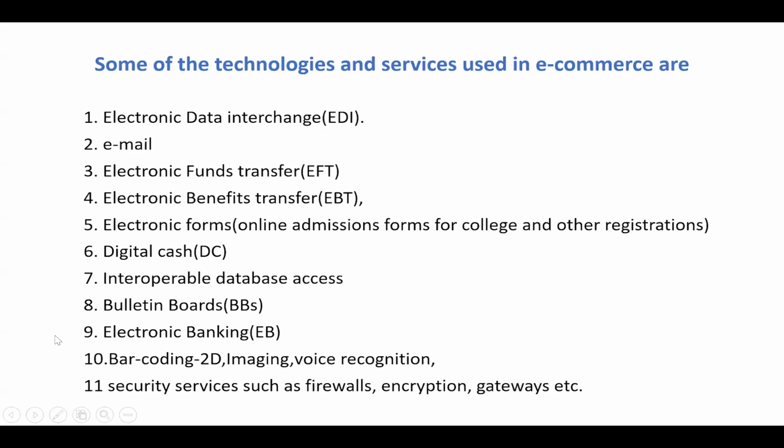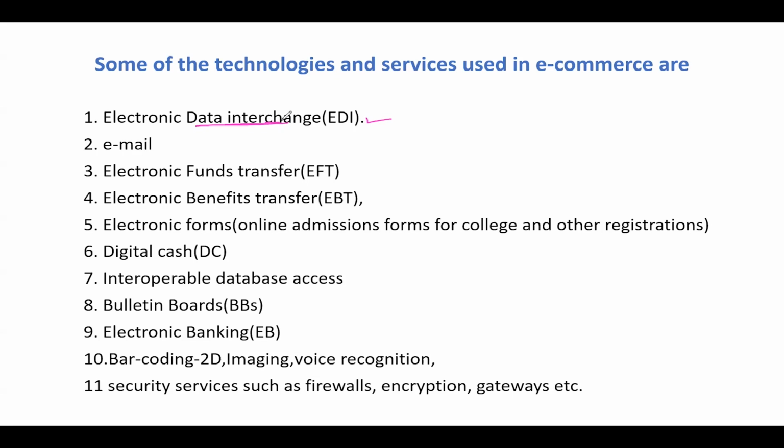All right. Some technologies and services used in e-commerce. The first one is electronic data interchange, which is EDI. It is the electronic interchange of business information using a standardized format. So why do we need data interchange? Here it allows a company to send information to another company electronically rather than on paper. Business entities which conduct business electronically are called trading partners.